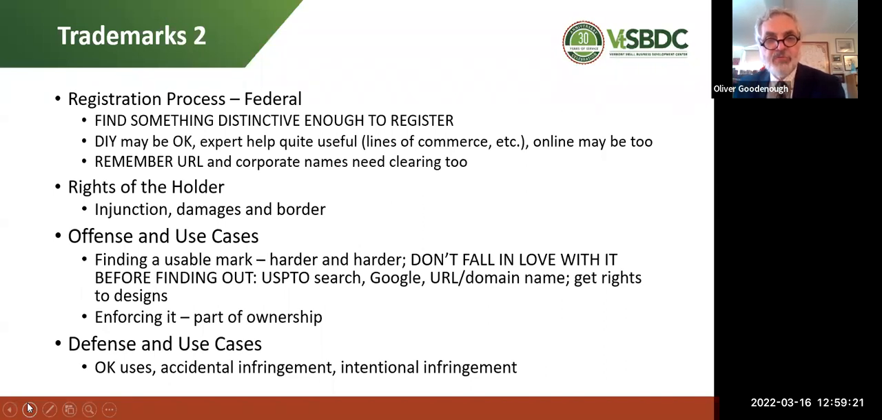There's some modestly tricky pieces here. Online help can sometimes help you get through that. Things like LegalZoom and other online help companies can sometimes fill that in. But again, DIY is not a great solution here, and a lawyer can be helpful. Also, in addition to lawyers, there's sometimes trademark assistance services, which may have a lawyer attached. They can sometimes be less expensive than hiring a lawyer outright. And remember that your URL, your website name and corporate names need clearing too.